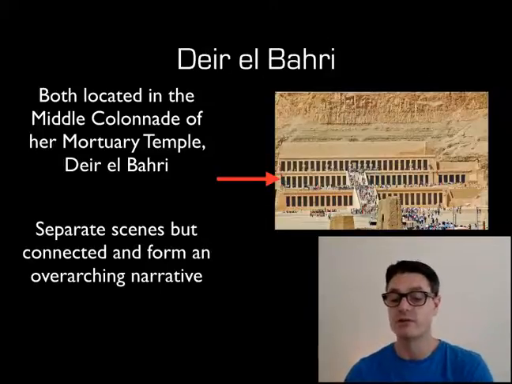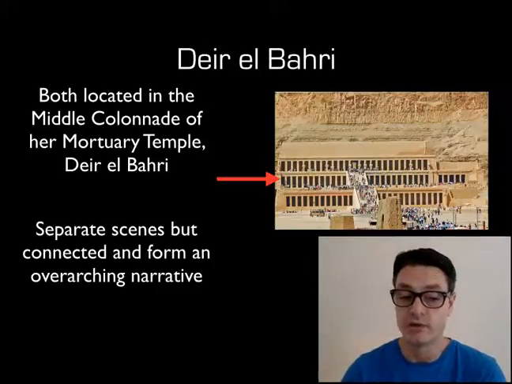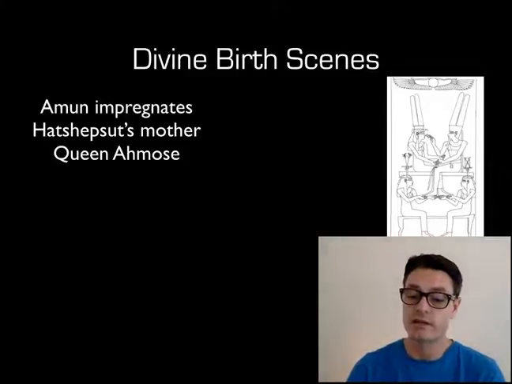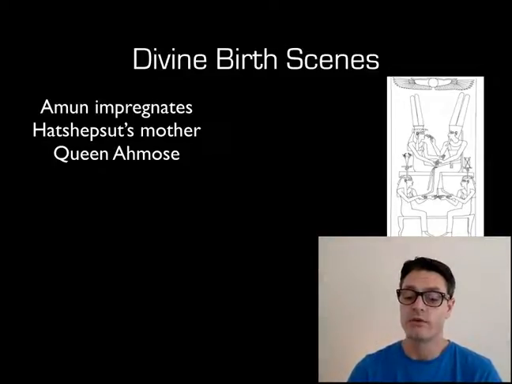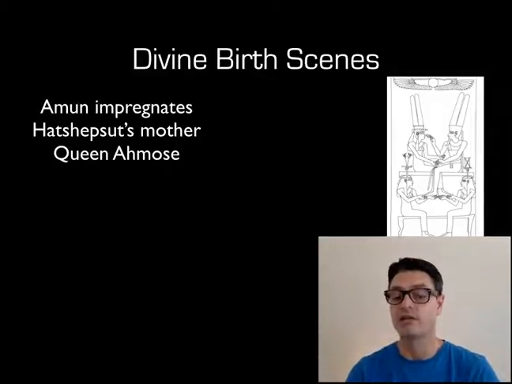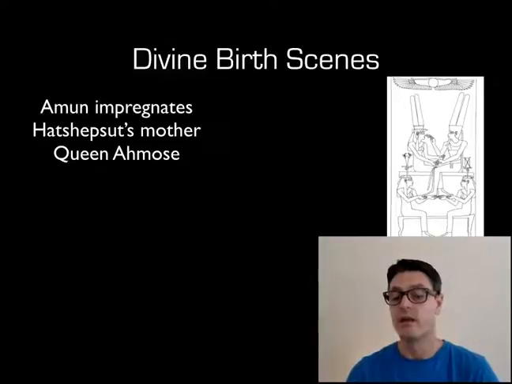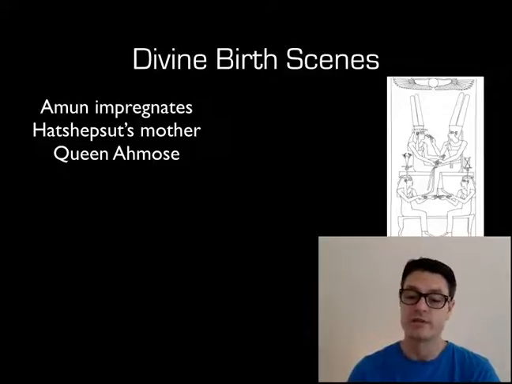So the coronation scenes continue on after the Divine Birth scenes. The Divine Birth scenes really demonstrate Hatshepsut being physically the daughter of the god Amun. The way that happens is that Amun comes down disguised as Hatshepsut's father, Thutmose I, and impregnates Hatshepsut's mother, Queen Ahmose. So Hatshepsut is then physically the daughter of Queen Ahmose and the god Amun. And that's what's represented here in this first image, that actually happening.